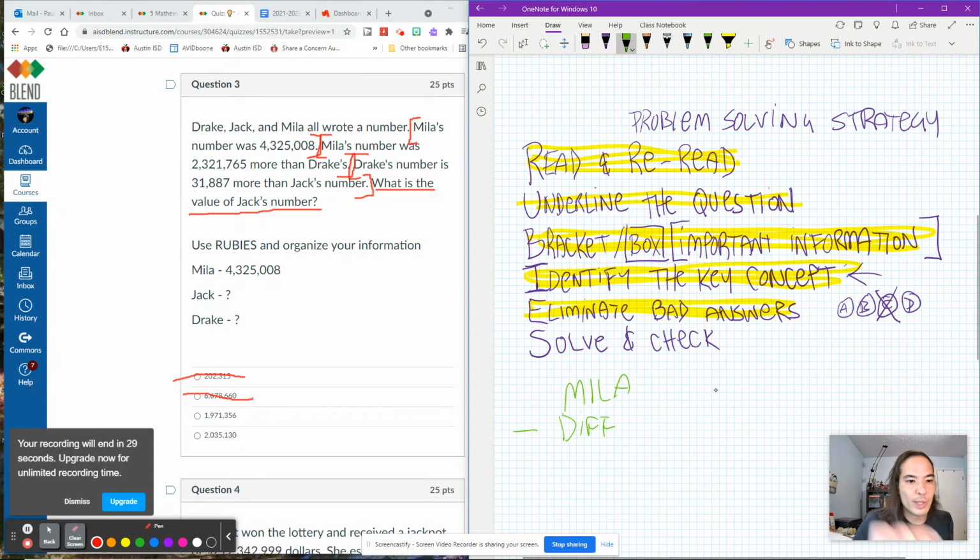Mila's number was 2,321,765 more than Drake's. So we're going to want to take 4,325,008 and subtract 2,321,765 to get Drake's number. And if Drake's number is 31,887 more than Jack's number, then we have to subtract this number from Drake's number to find Jack's number. So give that a shot, and when we come back, we'll solve and check.